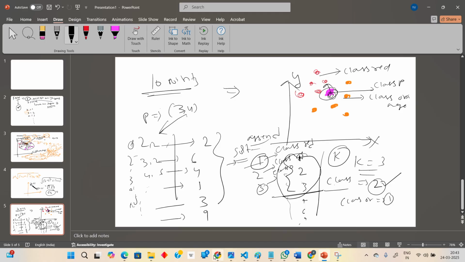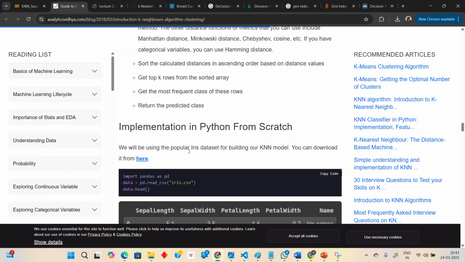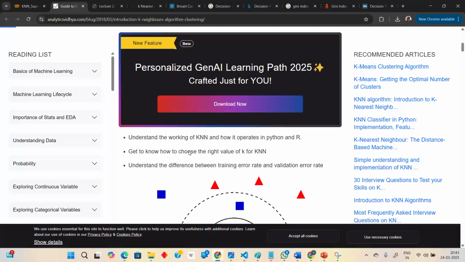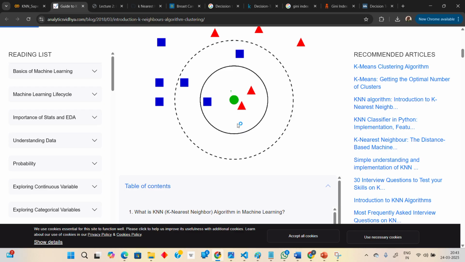So let me show you the thing. Yes, Yashwant. Here we can see there are, let us say, 2 classes, red and blue. This is a new point which has to be defined, so which block or which class it belongs to.